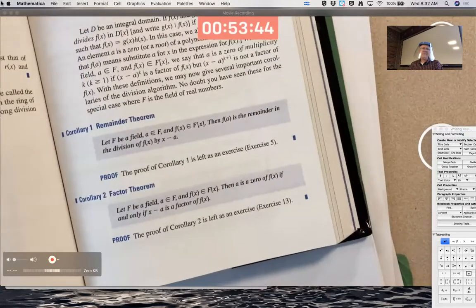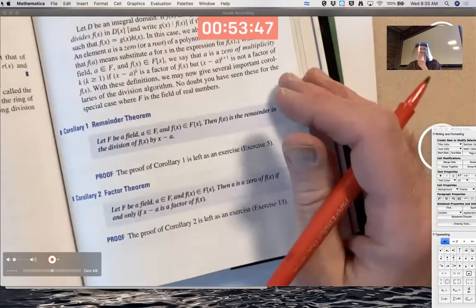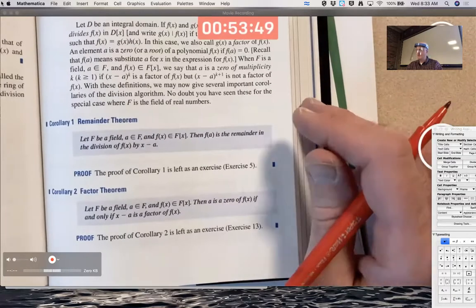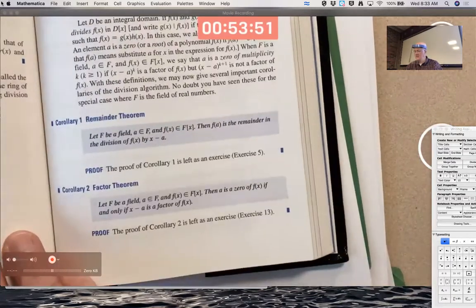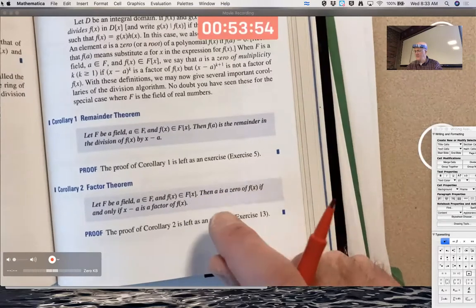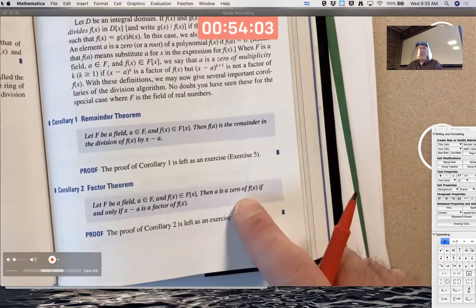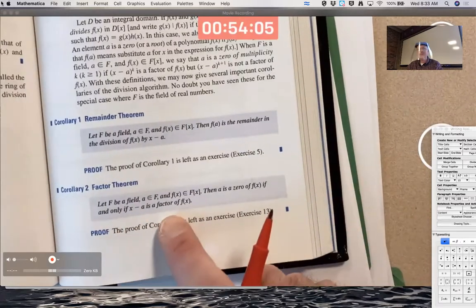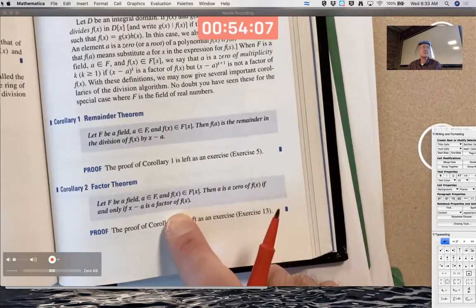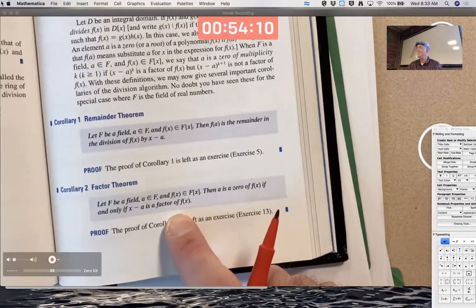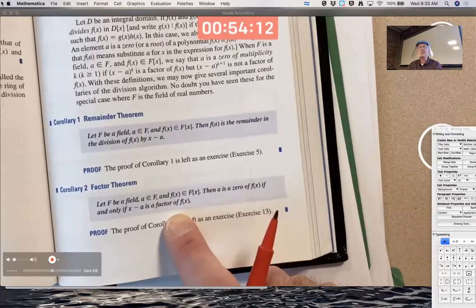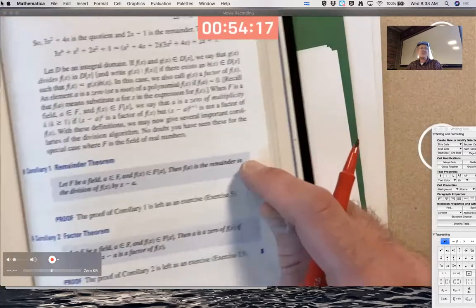A related corollary, something called the factor theorem. Once again, the coefficients are in a field. F of x is an arbitrary polynomial in that polynomial ring. That is an integral domain, but not a field. Then a is a 0, a root of f of x, if and only if x minus a is a factor of f of x. In other words, if and only if, when we divide f of x by x minus a, we get a remainder of 0. Oh yeah, that's a trivial consequence, actually, of corollary 1.